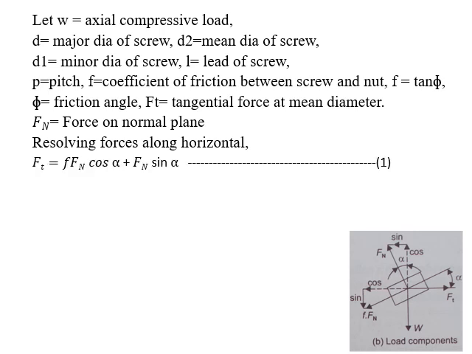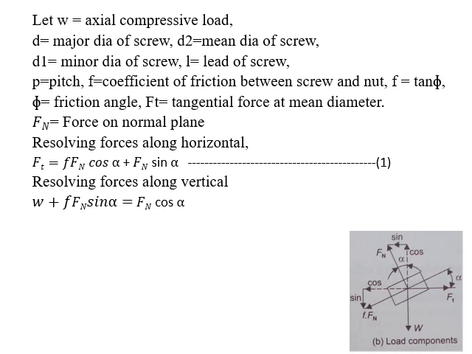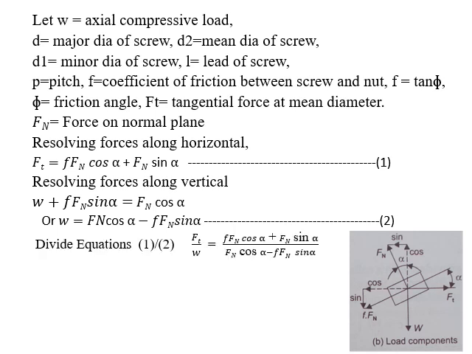So by which we get Ft is equal to f into Fn cos alpha plus Fn sin alpha. You refer to the sketch given there, and resolving the forces along the vertical, again we get W plus f into Fn sin alpha is equal to Fn cos alpha, which we can rewrite as W is equal to Fn cos alpha minus f into Fn sin alpha. So equation 2 we can refer.